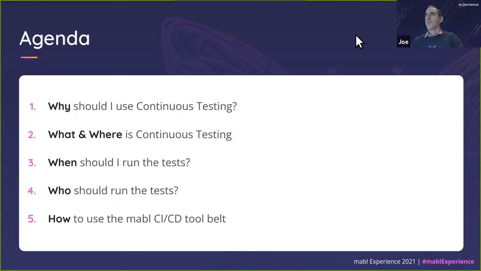As we might have alluded to in the title, there are 5 W's and actually an H. We're going to talk about why you should be using continuous testing, what and where exactly you would use continuous testing, when you should be doing that testing, who is going to participate as an actor in that testing process, and finally drop into the nitty-gritty concrete details of how you can integrate Mabel in your CI/CD pipelines using our rich tool belt.